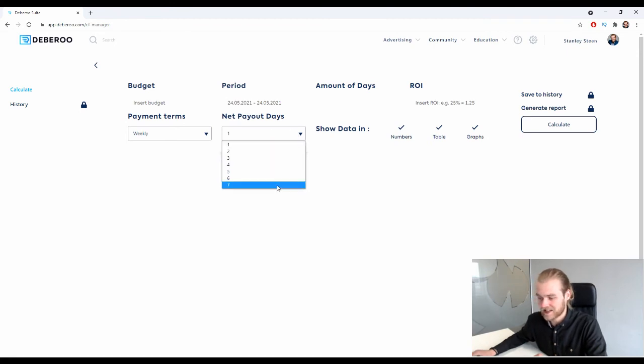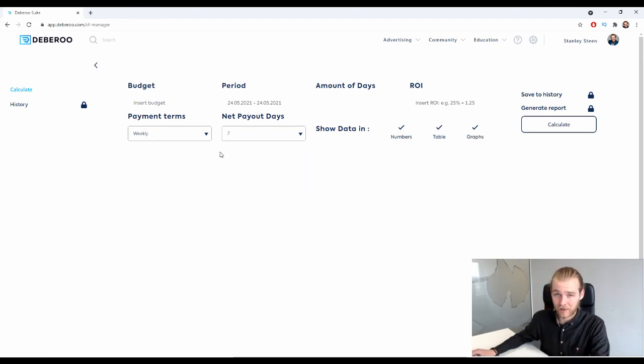The net payout days is basically just a delay on the payments. So for example, if it's 7 and it's set on weekly like it is right now, that means that you will get paid on day 14, because it's set weekly, but there's also a 7-day delay. So that's how you use the net payout days inside the Cash Flow Manager.